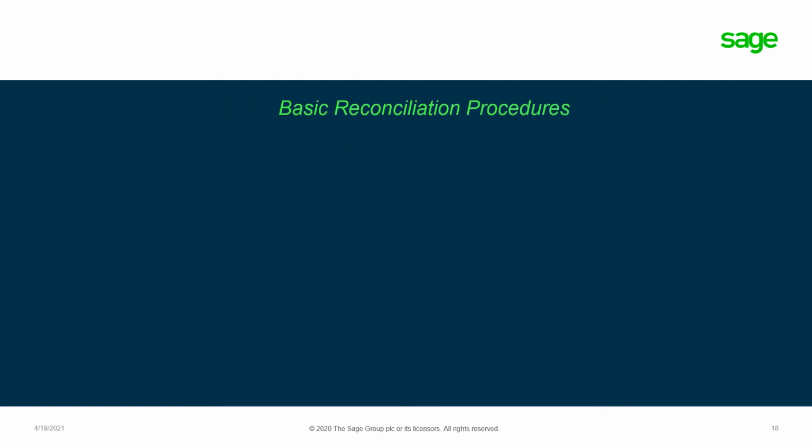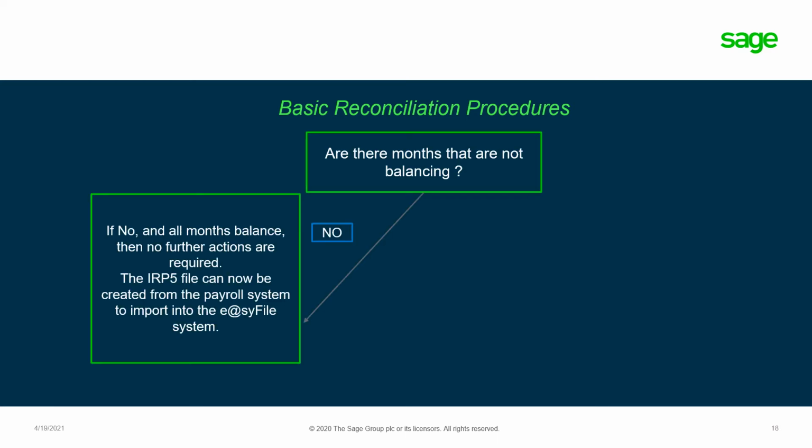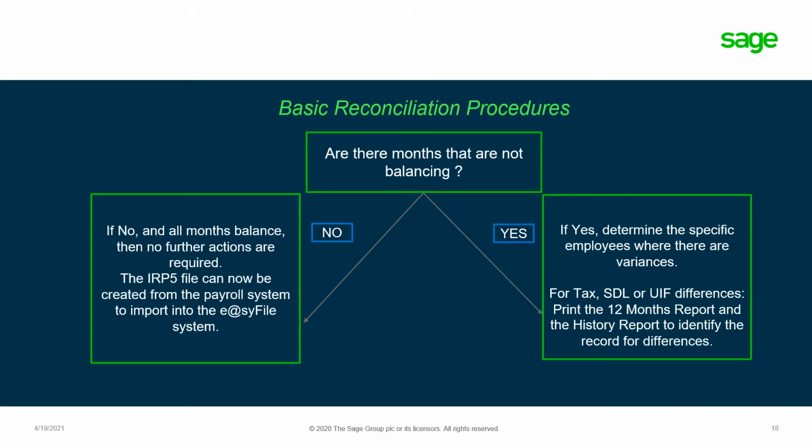The basic reconciliation procedure. Are there months that are not balancing? If no, and all the months balance, then no further action is required. The IRP5 file can now be created from the payroll system to import into the SARS system. If yes, there are differences, determine the specific employee where there are variances. For tax, SDL, and UIF differences, print the 12-month reports and the history report to identify the record for differences.